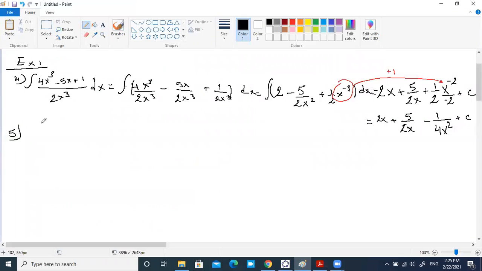Now an exercise, in part 5: the integral of 2x to the power 3 plus 1, squared, dx.